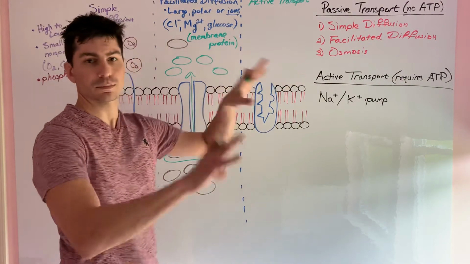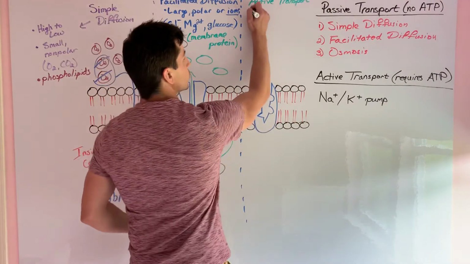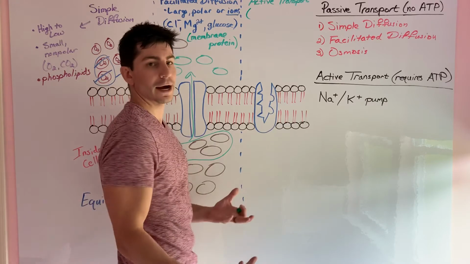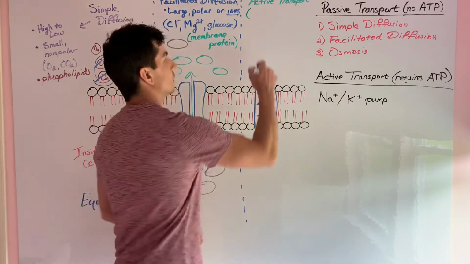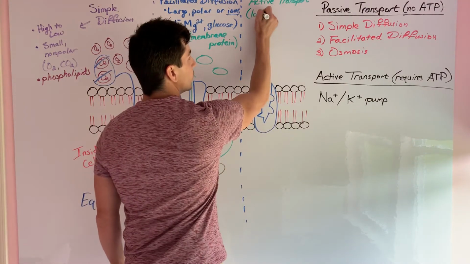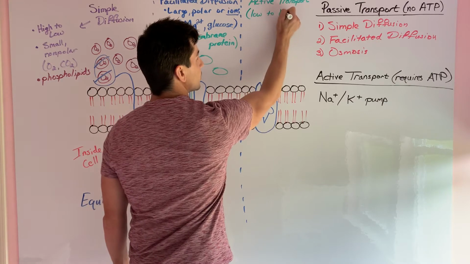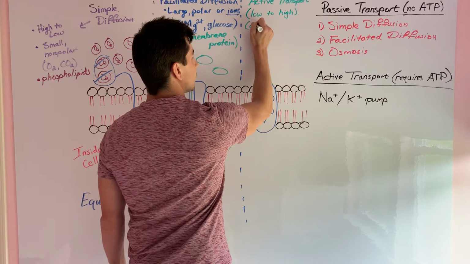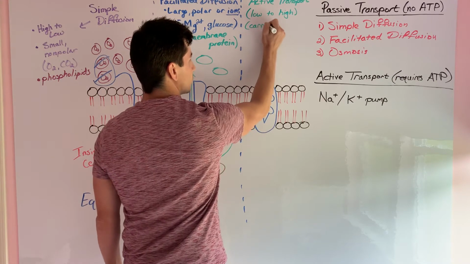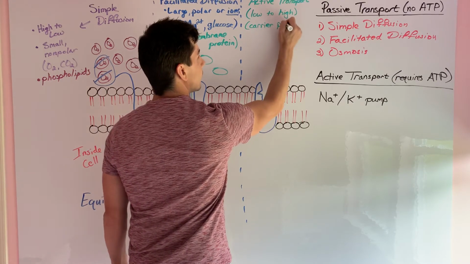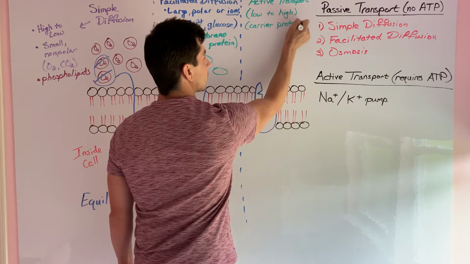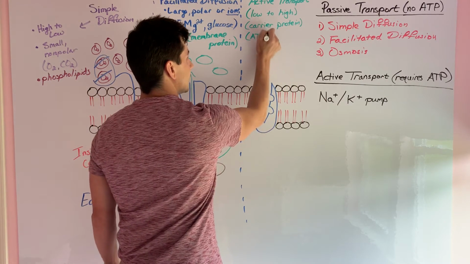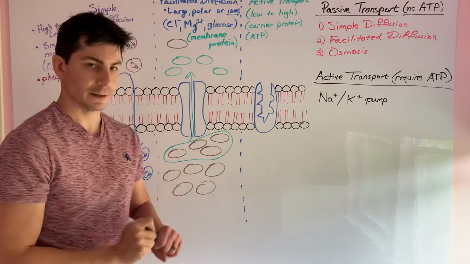Active transport, completely different scenario. So we are still going to be moving large polar molecules or ions, but we are going to be going from low to high concentration. And we're also going to be moving through a carrier protein, and I'll show you what that is here in a minute. And lastly, we are going to need ATP for that. All right.